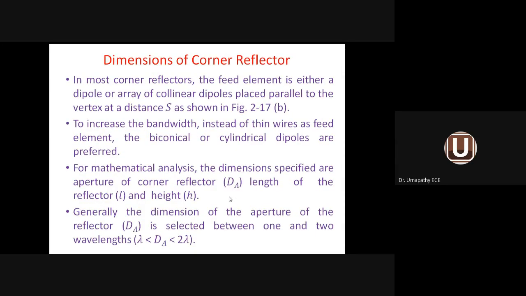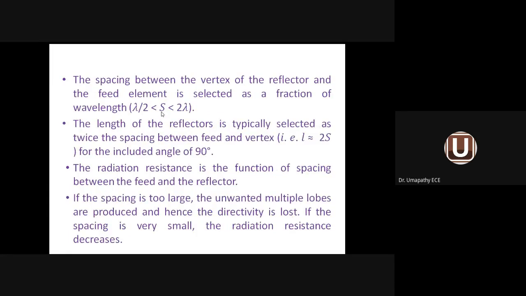Now let us see the dimensions. I already told you the dimensions of the corner reflector. We have the length of the reflector L, aperture of the corner reflector D, height of the reflector H. The aperture D should be between lambda and 2 lambda. The distance between the feed element and the reflector should be lambda by 2 to 2 lambda. Length of the reflector should be L equal to 2S. Included angle 90 to 180 degrees.